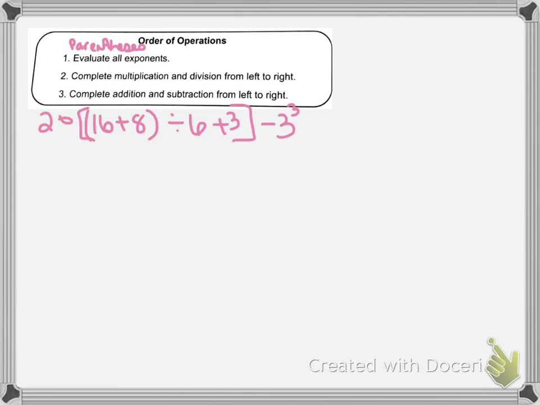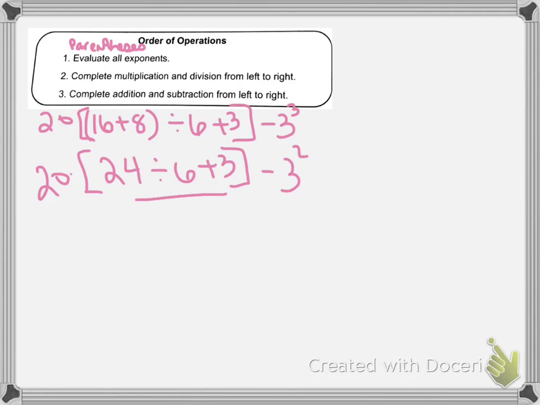I have this bracket here, so I need to do that first. But inside that, I've got some parentheses, so we can do that even further first. So I'm going to bring down my 20, and I'm going to keep my brackets. Once I take this out of my parentheses, I no longer have to write the parentheses. So that'll be 24. I'm going to divide by 6 plus 3. Close my bracket. You could turn those into parentheses if you want, but it's just easier not to.